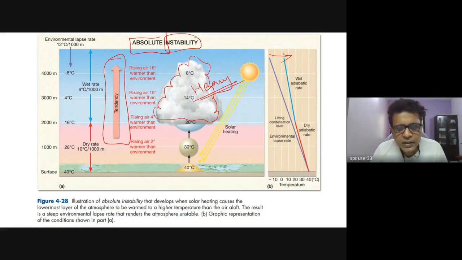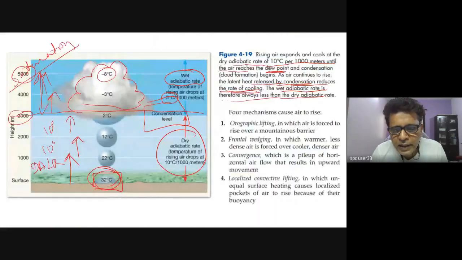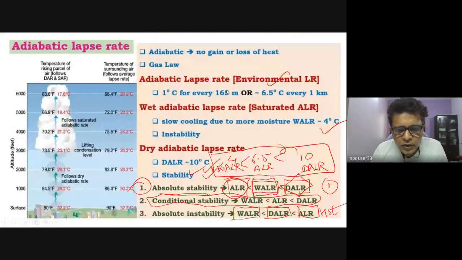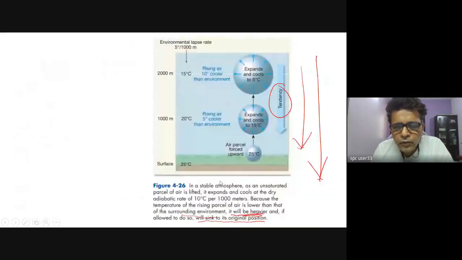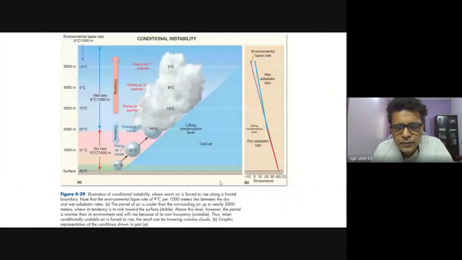That was the second condition. Sorry, the third condition: the wet adiabatic lapse rate is lesser than the dry adiabatic lapse rate, and this is your normal lapse rate, ALR. Now we go to the third condition, which is called conditional instability.